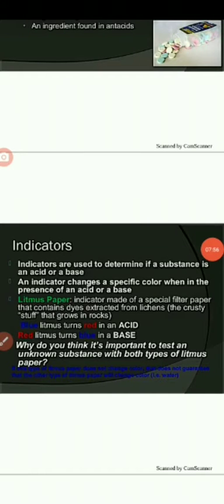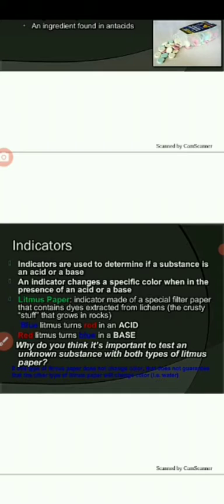Then how can you identify whether a given substance is an acid or a base? You should use indicators. Indicators are used to determine if a substance is an acid or a base. An indicator changes to a specific color when in the presence of an acid or a base.